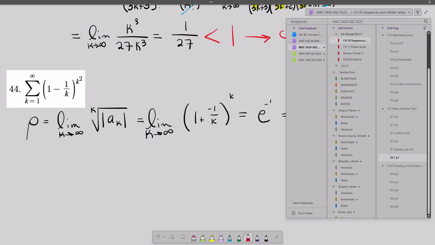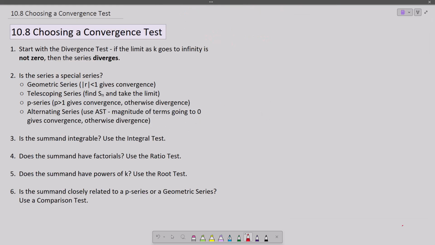So let's take a peek at 10.8. This summarizes kind of the way you should attack a series. 90% of the time, it's important to think about the divergence test, because we've learned that the only way you can add an infinite collection of positive numbers together is if they have to go to 0 in the tail. If they don't go to 0, the sum is going to go to infinity. So we know if the terms don't go to 0, the series diverges. So we think about that first. Maybe we don't write it down, but we at least think about it. If it's not 0, diverges.